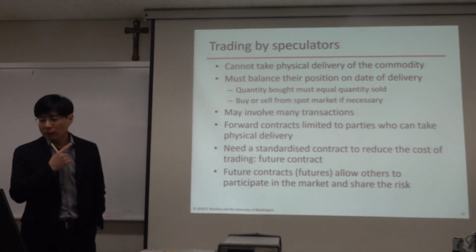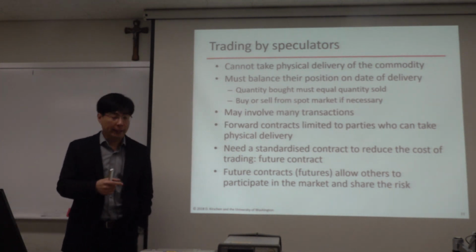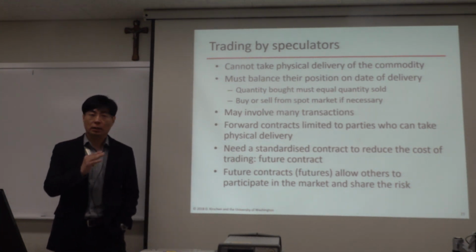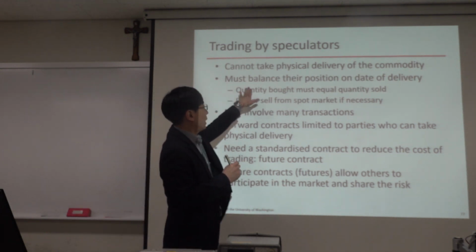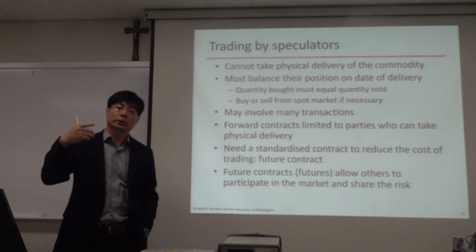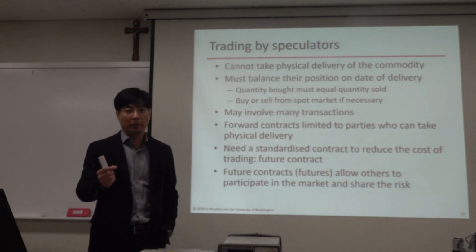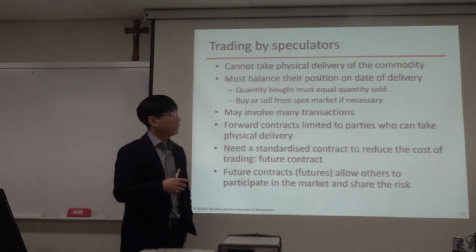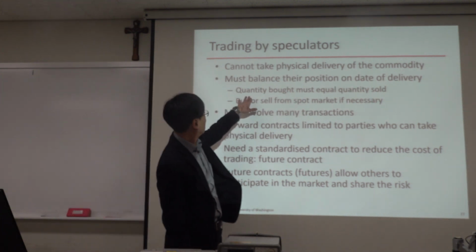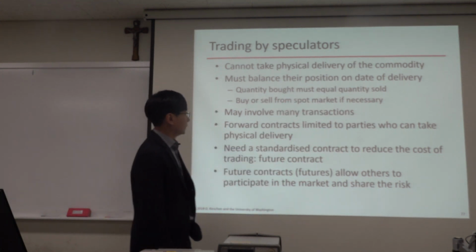So the trading by speculators means they cannot take a physical delivery of the commodity, but they can buy and sell the commodity before the date of delivery. But they must balance their position on the date of delivery. That means if I logically buy the good 3 months in advance, then I need to sell it before the date of delivery. That is called clearing the position, where the position is cleared. Okay? So the quantity bought must be equal to the quantity sold.